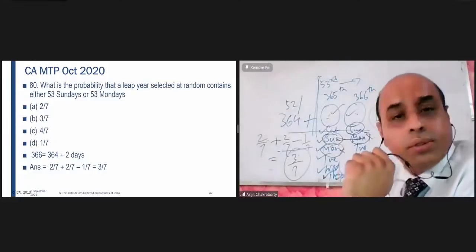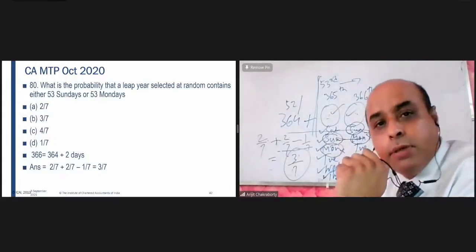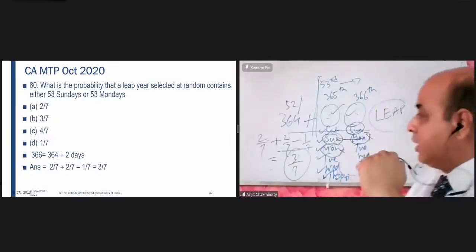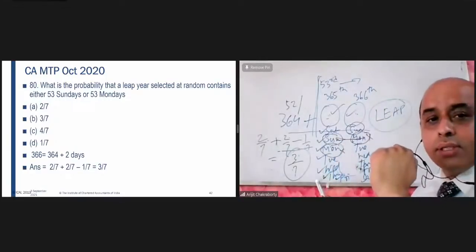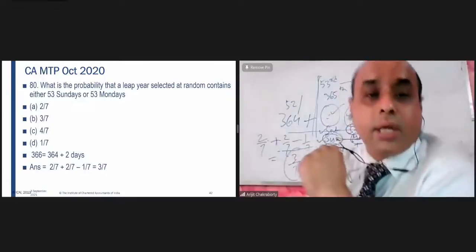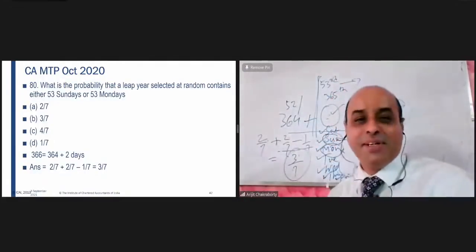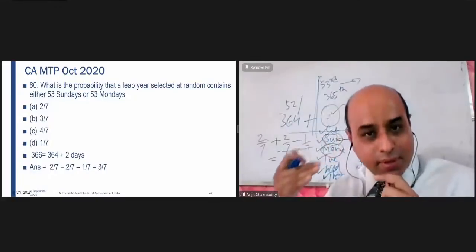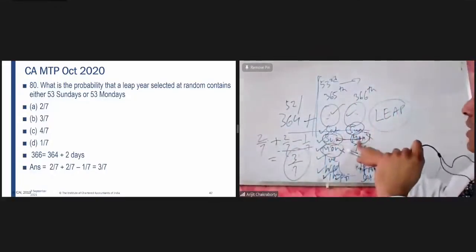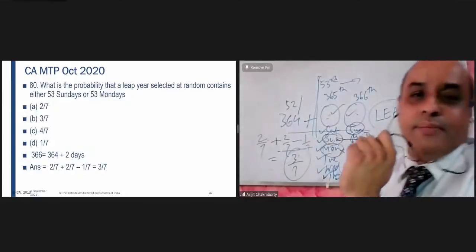But then we know the formula, P(A union B) is equal to P(A) plus P(B) minus P(A intersection B). So A intersection B means here Sunday and Monday. The question here is Sunday or Monday. That means Sunday and Monday has to be removed, has to be subtracted. So Sunday, Monday takes place in only one situation. So minus 1 by 7.